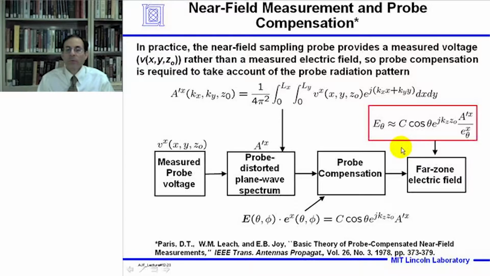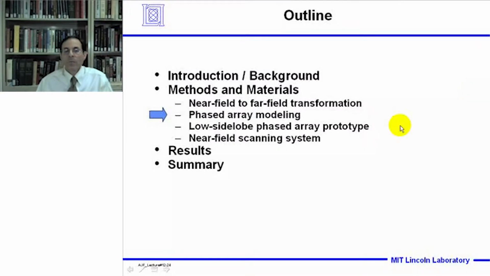For the simple case where we're only concerned with the E theta component, the E theta component can be written as the product of a constant times cosine of theta, e to the j kz z naught, times the ratio of the probe distorted plane wave spectrum divided by the electric field pattern of the near field probe. This expression shows how to take into account the effects of probe distortion, and E theta is the true radiation pattern that's desired. So we've covered two different ways of converting from near field to far field data. Now let's talk about phased array modeling.